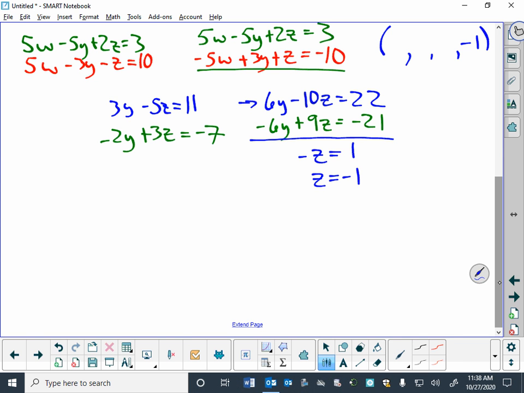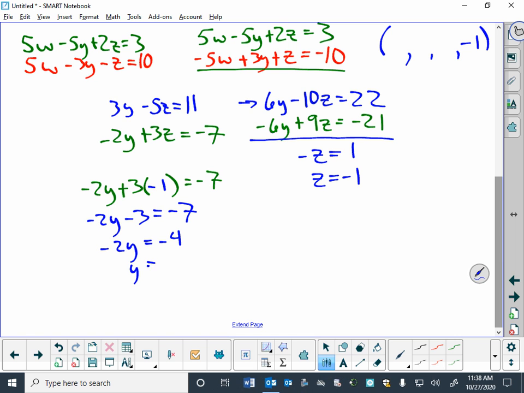Let's see if that works for me. Okay. Now that I know the z is a -1, I'm going to take that back to one of my other equations here. Maybe I'll take this green one here that said -2y plus 3 times z is -7, and I now know that the z that I'm looking for is a -1. So this tells me -2y minus 3 is equal to -7, so -2y is equal to -4, which must mean that the y is 2.